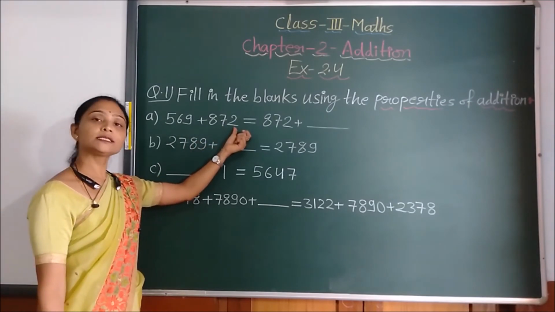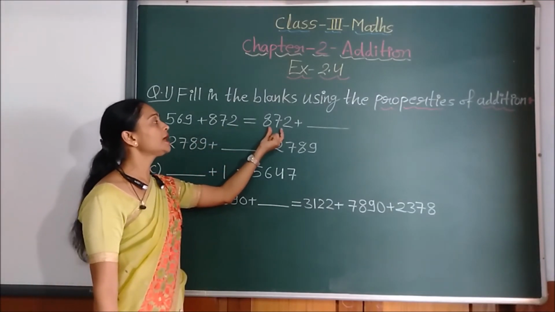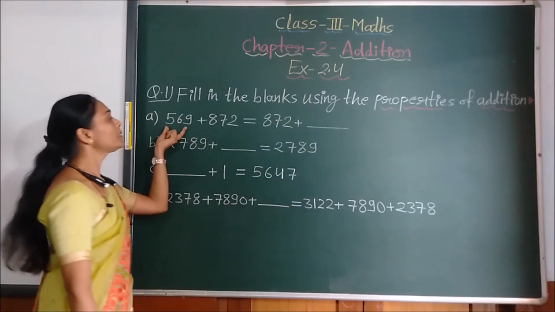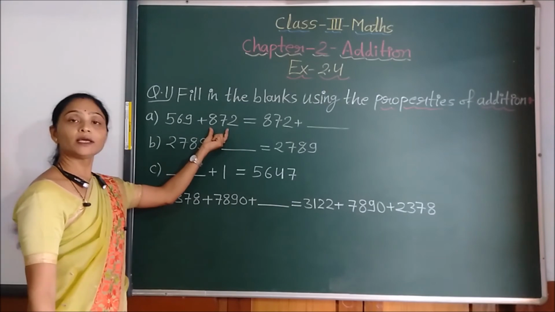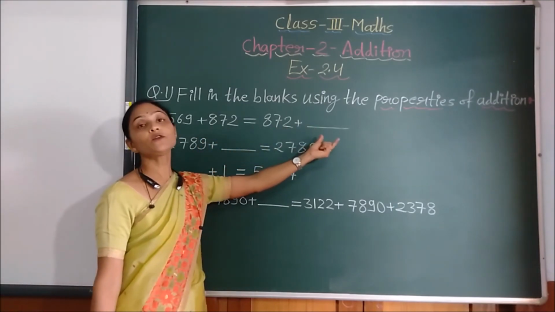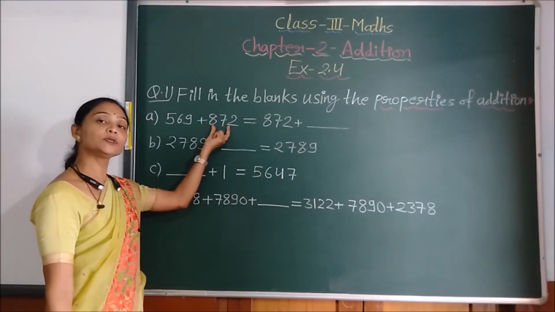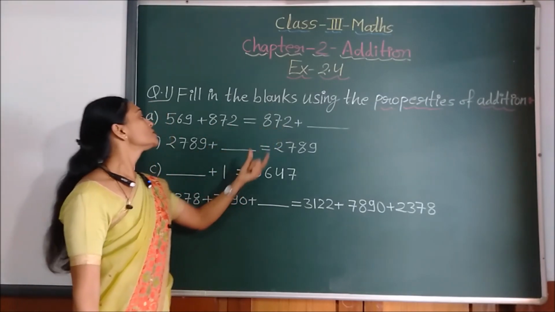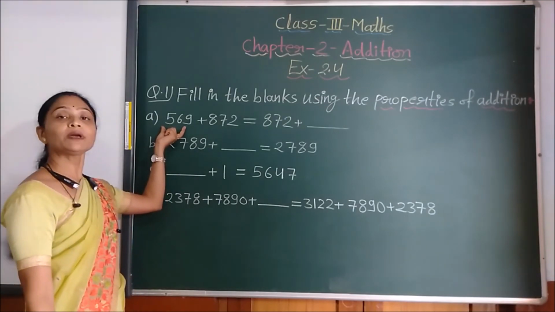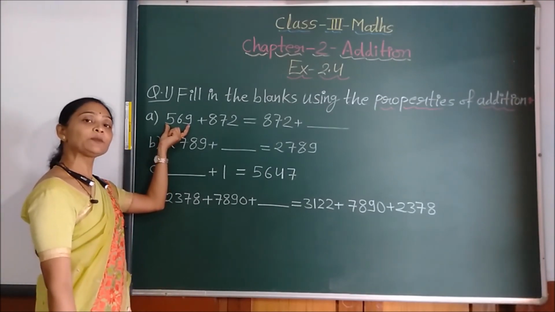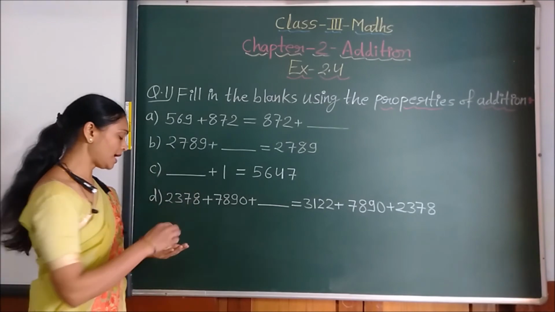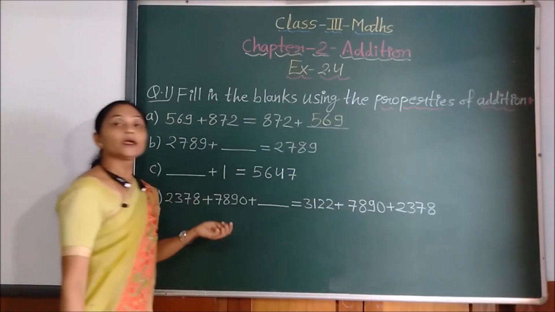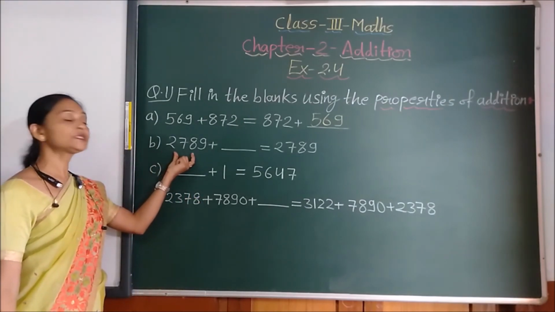569 plus 872, and here this side we are having 872 plus fill in the blank. So which is this property? See children, this is order property. We have changed the order of writing number. Here 872 is written second place and here it is written on first place. So now on second place which number will go? Which is written on first place, that is 569. So here we have to write this 569. Yes children, now we will see this second question.